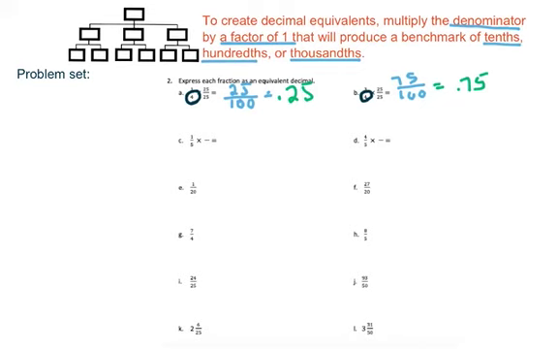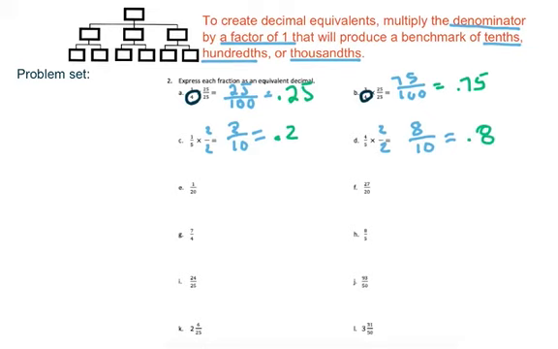So for fifths, we want to get fifths to tenths. So we're going to multiply by 2 over 2. 1/5 times 2 over 2 is 2 over 10. 2 over 10 is equal to 0.2, which is what we have done. All right, now it's 4/5. I'm still going to multiply by 2 over 2. 4 times 2 is 8. 5 times 2 is 10. So this would be the same as 8 tenths.